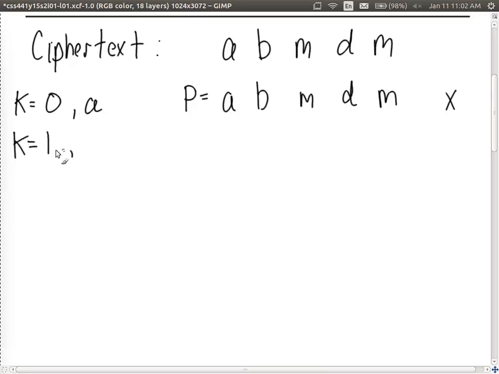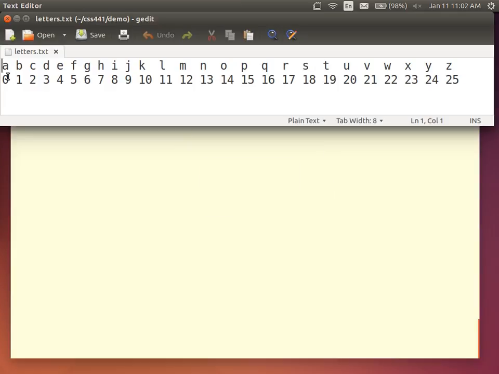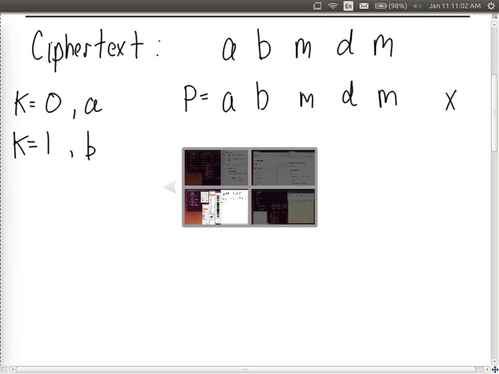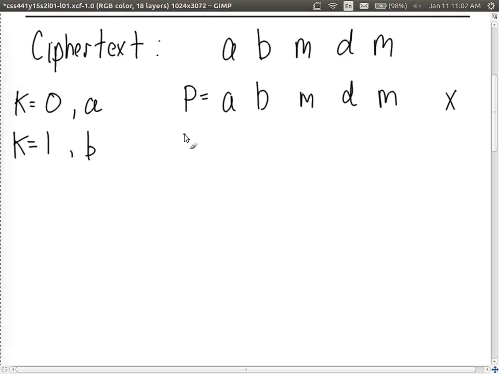Let's go in order. K of 1, equivalent to B, just remember. That is, I assume that the user encrypted by shifting 1 position to the right. Therefore, to decrypt, I'll move 1 position to the left. What's the letter to the left of A? Well, the letter to the left of A by 1 position is in fact Z. So the plain text will be Z. And to the left of B is A, and so on.